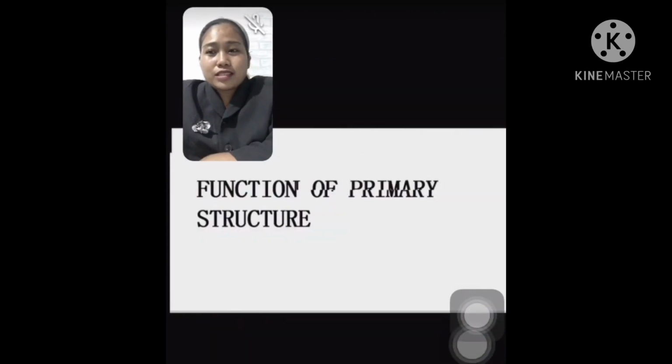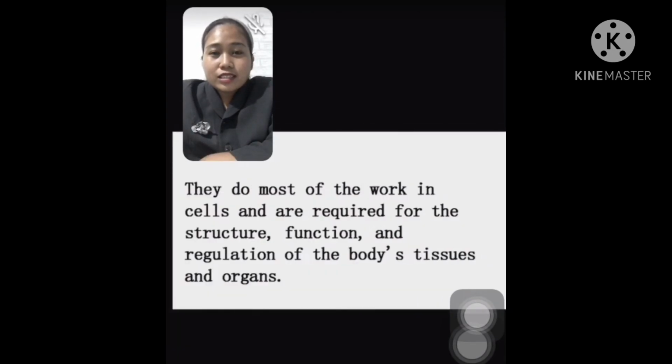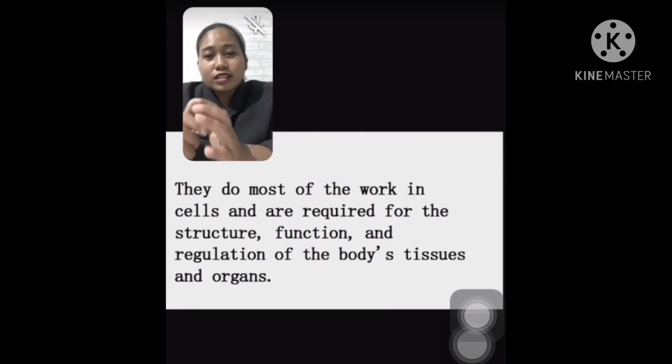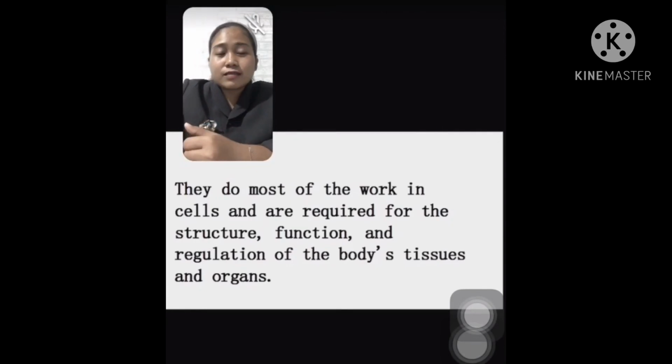So, what is the function of primary structure? They do most of the work in the cells and are required for the structure, function, and regulation of the body tissues and organs. This is the simplest form, and they are connected with each other, wherein it is called the amino acids.